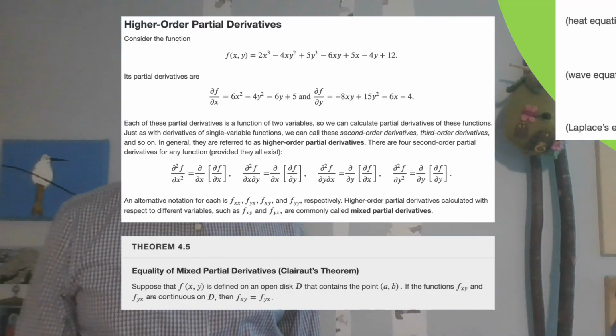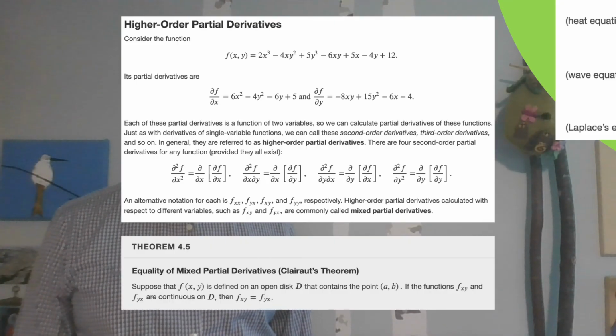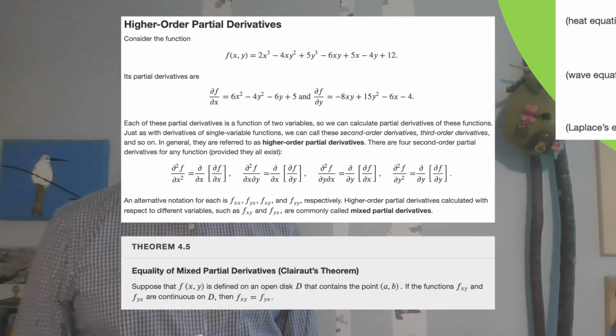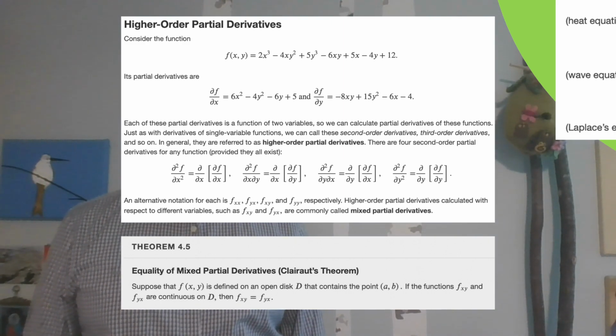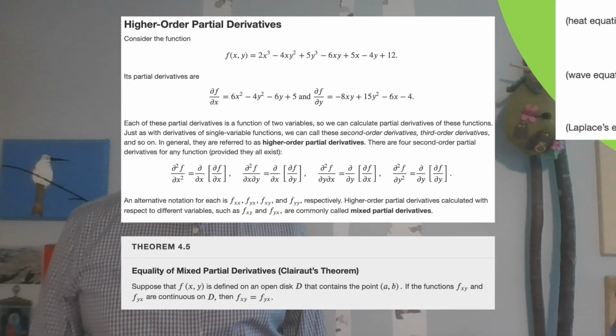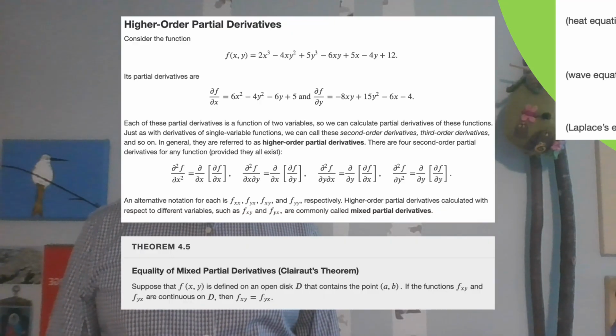That's if you take the derivative with respect to one variable first, and then you take the derivative with respect to the other variable second. It turns out that these two partial derivatives will be equal to each other, provided that you actually have a nice function. And that is one of the theorems that we're going to take a look at.